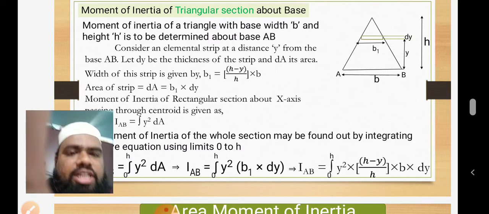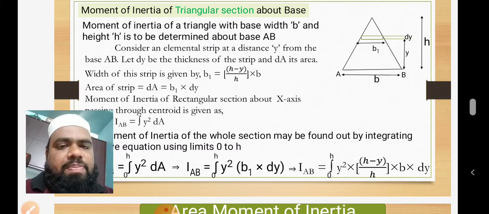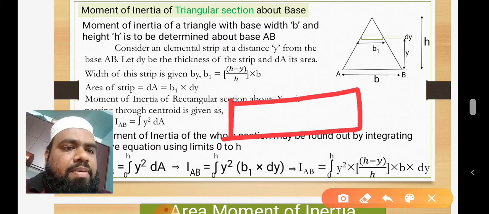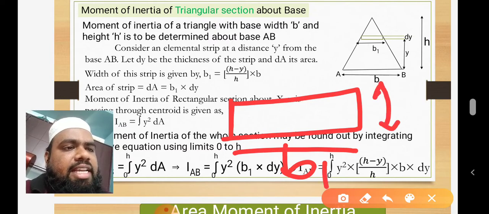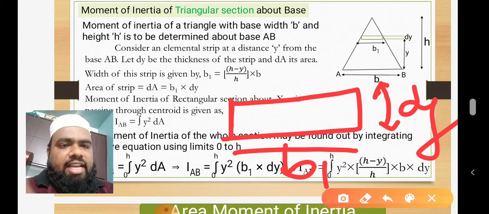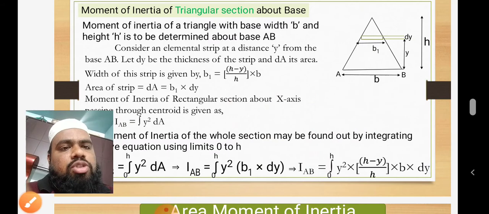Area of the strip: we know that the strip is a rectangular strip. This will be your strip, and the strip base is B1 and height is dy. We know the formula for the area of a rectangle, base into height, so that is B1 into dy.